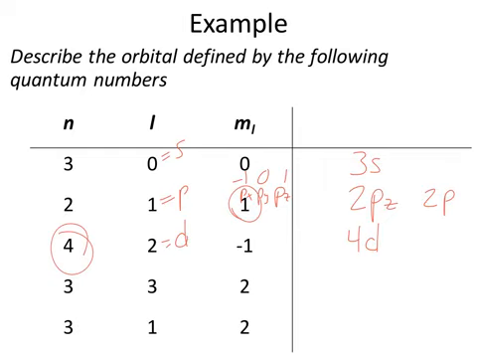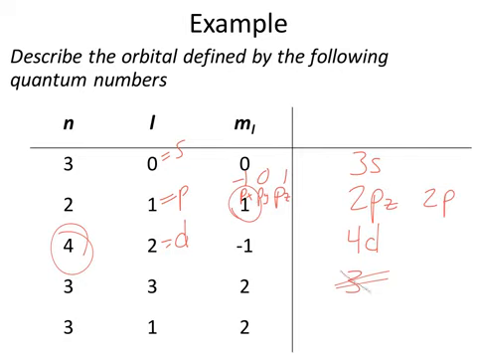Here, when we have n, that's going to be our principal quantum number 3. But the problem here, as you can see, the only values for L are 0 to n minus 1. So the maximum value could be 2. This is 3. This does not exist.